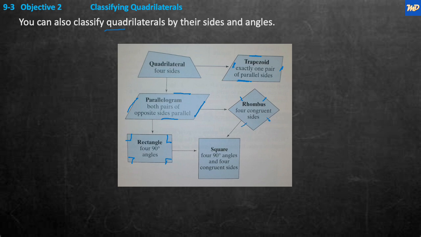Okay? And then finally, both of these will reduce into squares, and a square has four equal sides, four congruent sides. Congruent, congruent, congruent, and four 90-degree angles. Okay, that's what's special about a square. Four 90-degree angles and four congruent sides.